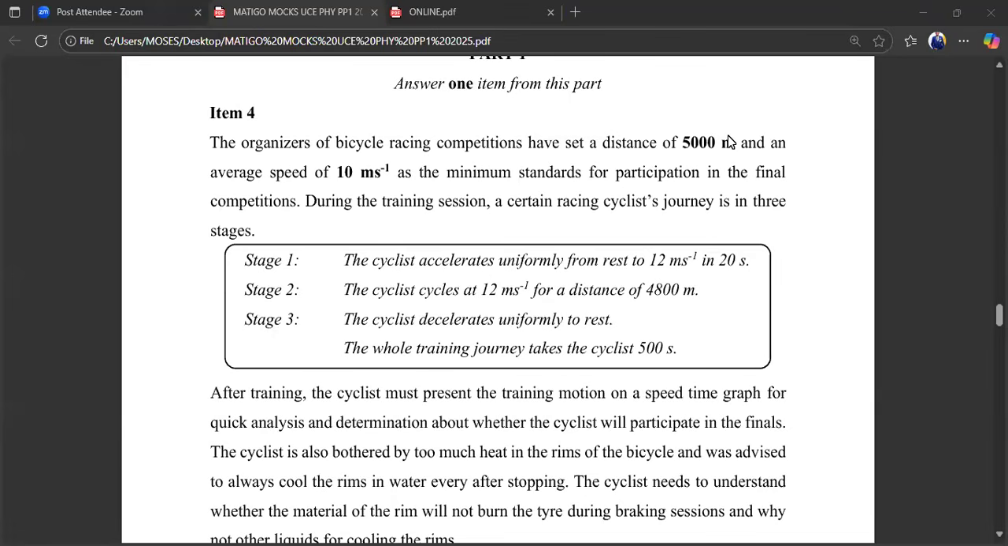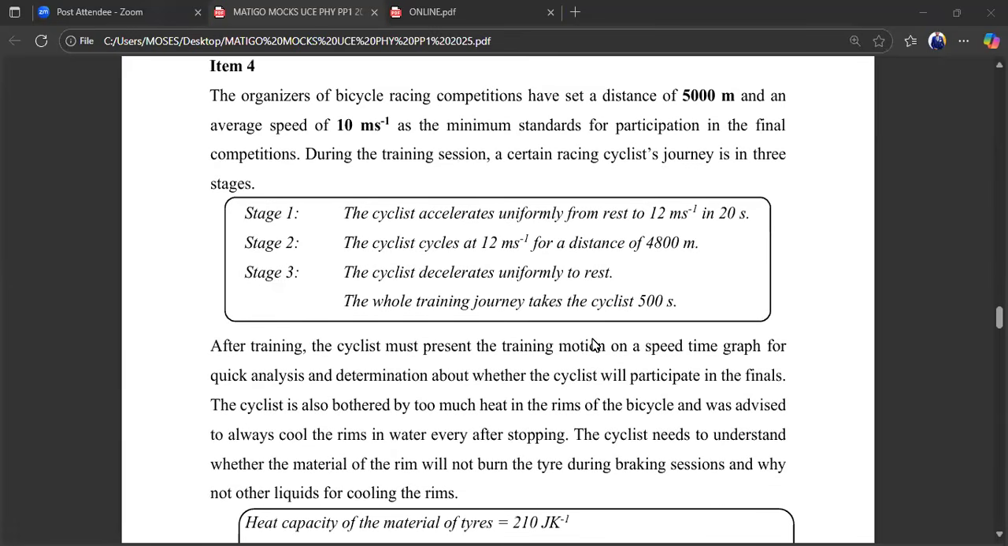After training, the cyclist must present the training motion on a speed-time graph for quick analysis and determination about whether the cyclist will participate in the finals. The cyclist is also bothered by too much heat in the rims of the bicycle and was advised to always cool the rims in water after stopping. The cyclist needs to understand whether the material of the rim will not burn the tire during the braking session, and why not other liquids for cooling the rims.